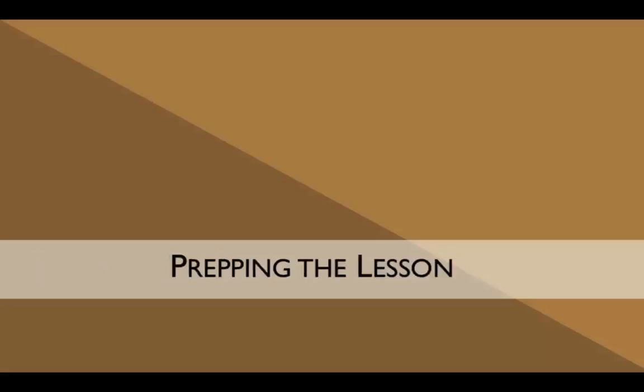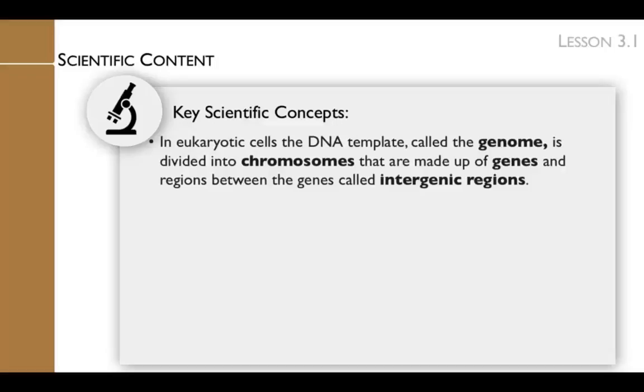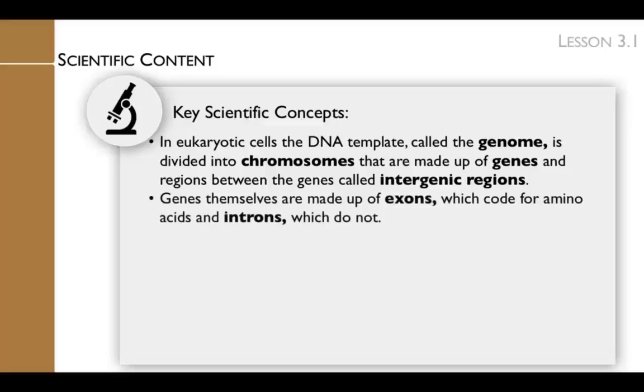To prepare for this lesson, you'll need to review the following key scientific concepts that will be presented throughout the lesson. In eukaryotic cells, the DNA template, called the genome, is divided into chromosomes that are made up of genes and regions between the genes called intergenic regions. Genes themselves are made up of exons, which code for amino acids, and introns, which do not.